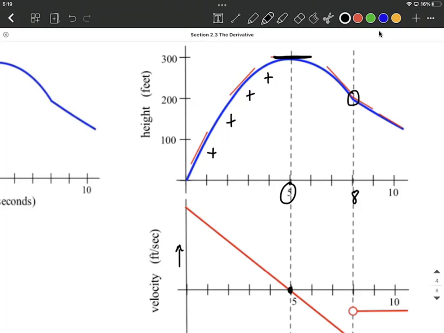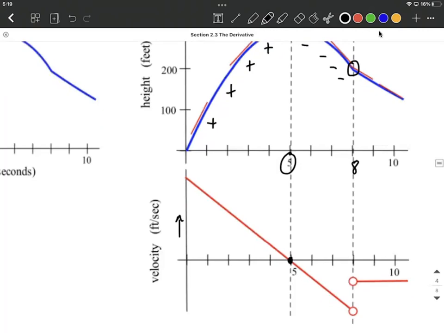To the right of 5, between 5 and 8, we are decreasing, right? It's going downhill if we look at that original graph, meaning that we can only draw below the x-axis for our derivative's graph. All right, we could get estimations on those and get a more and more accurate graph.